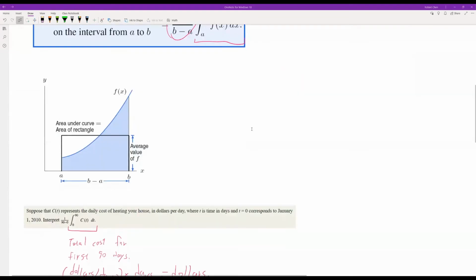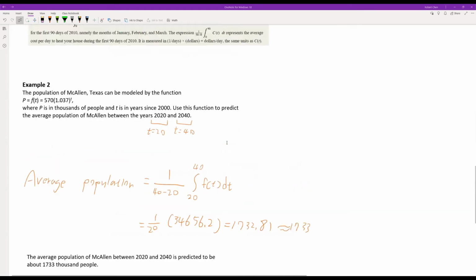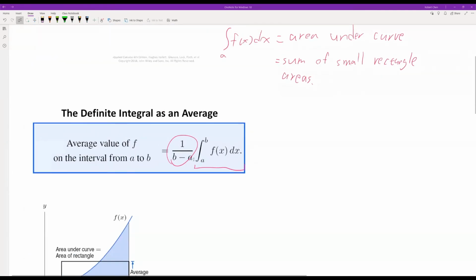All right, so nothing tricky from this section. Just one more formula to work with. You just need to multiply by 1 over b minus a to find the average value of f on the interval, compared to the normal definite integral.